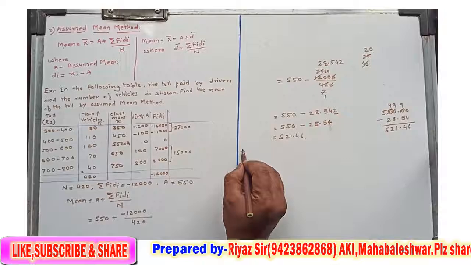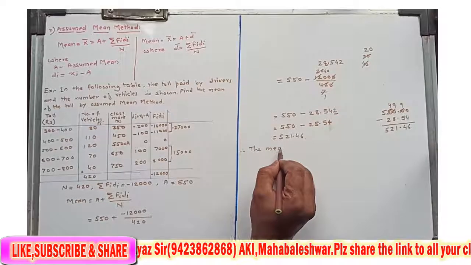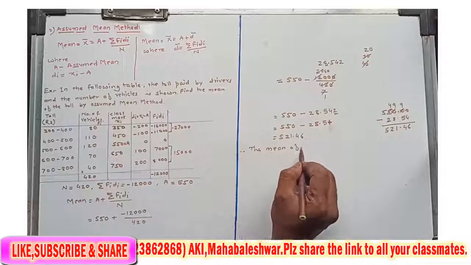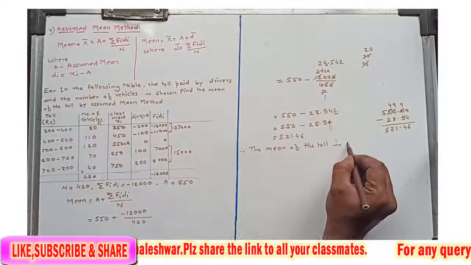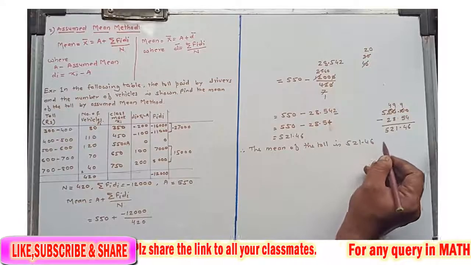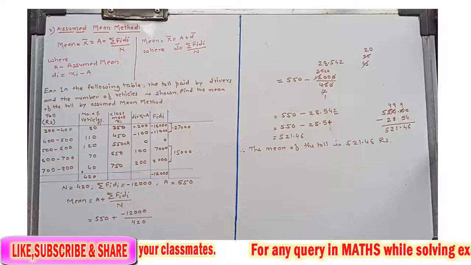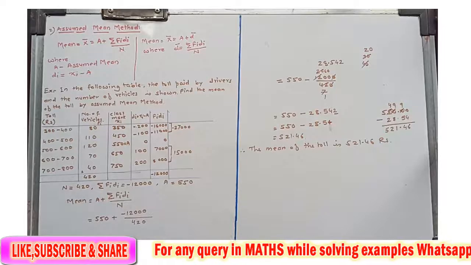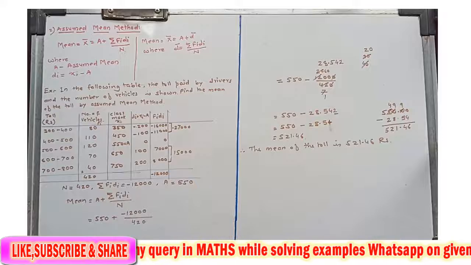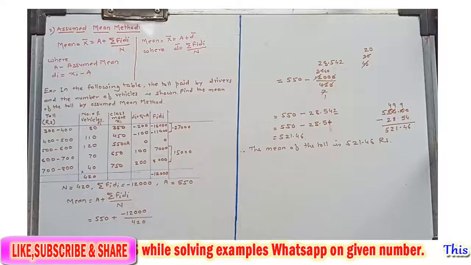Equal to 521.46, and therefore the mean of the toll is 521.46 rupees. So in this way we have to solve the examples, or we have to find the mean by assumed mean method. You got this? Okay, now we'll see one more example on this.